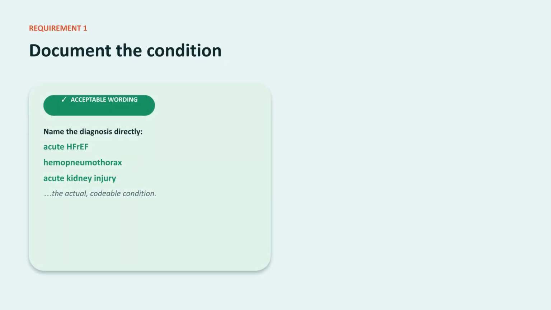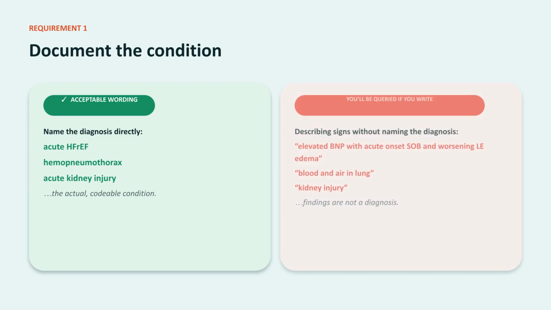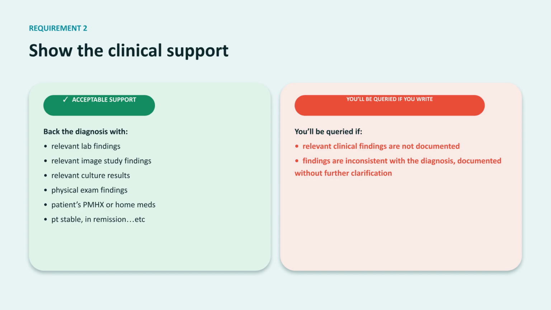Requirement 1 is to document the condition directly. Use specific codable diagnoses like acute HFrEF or acute kidney injury. Avoid simply describing signs, such as elevated BNP or blood in the lung, as these are findings, not diagnoses, and will likely trigger a query.